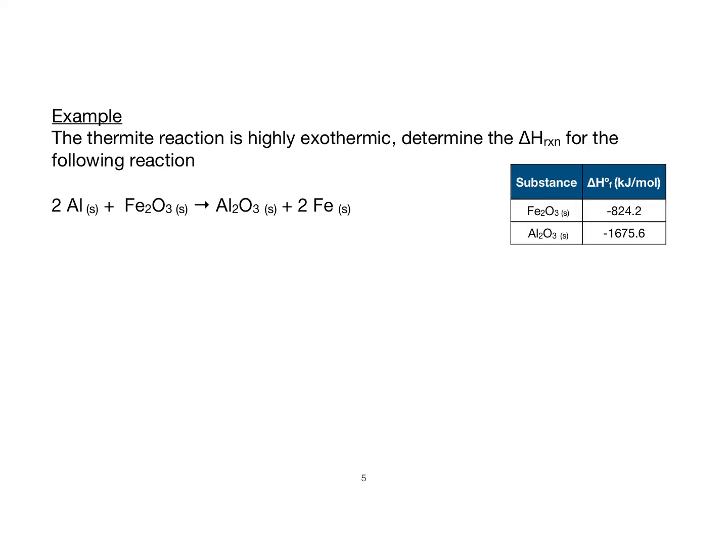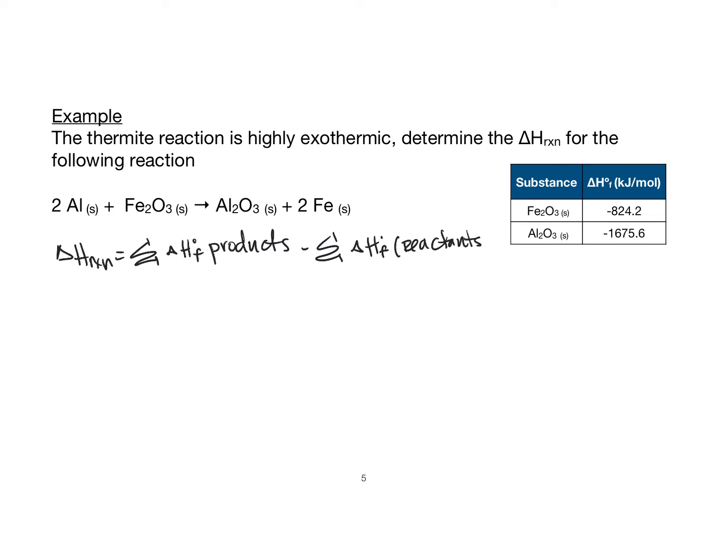So the thermite reaction, which is Fe2O3, is highly exothermic. So what is the delta H reaction using the standard heats of formation table? We still know that delta H reaction is equal to the sum of the delta H not F for the products minus the sum of the delta H not F for the reactants.